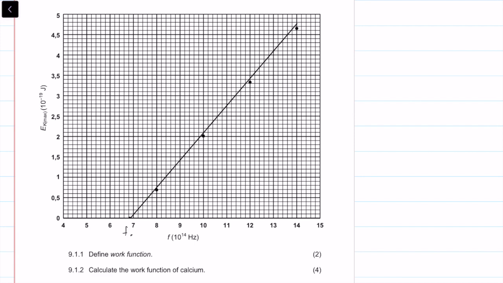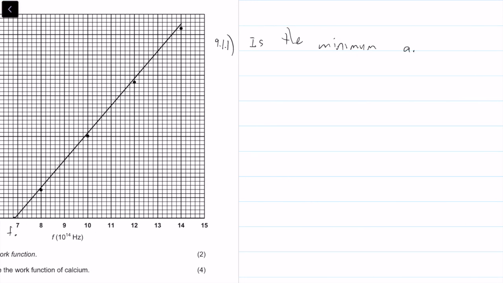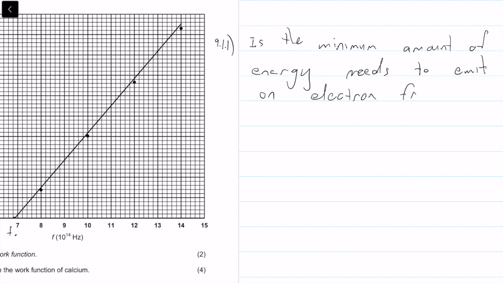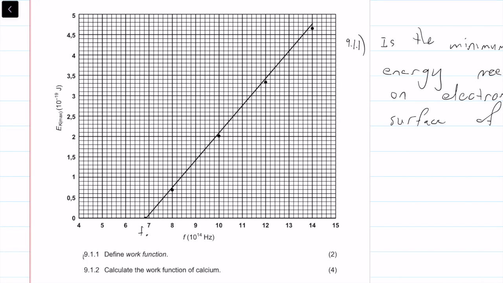If we start off with the definition, nice easy marks. Define the work function. The work function is the minimum amount of energy needed to emit an electron from the surface of a metal. That is what the definition is, and we get 2 marks.